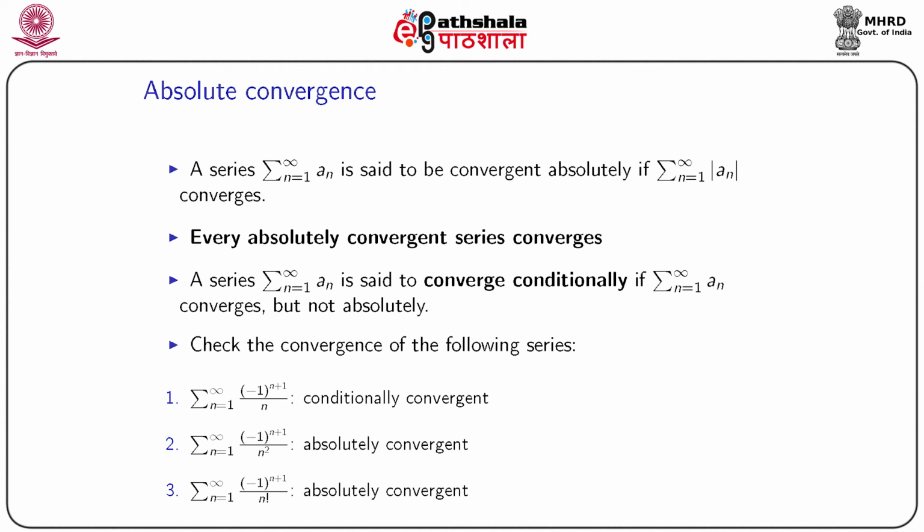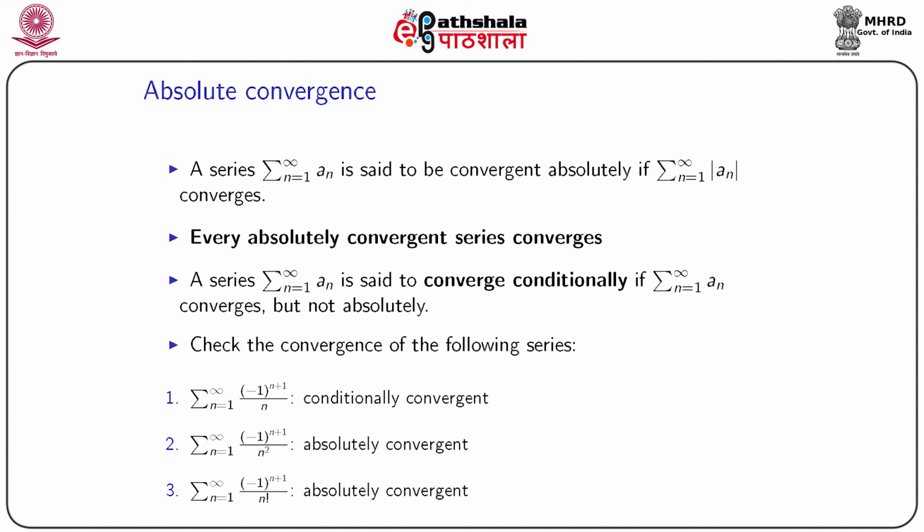Now we will define absolute convergence. What do we mean by absolute convergence? A series sum over n from 1 to infinity of an is said to be absolutely convergent if the series we obtain by taking the absolute value converges. That means the sum over n from 1 to infinity of mod of an converges. And one very important thing is that every absolutely convergent series converges.